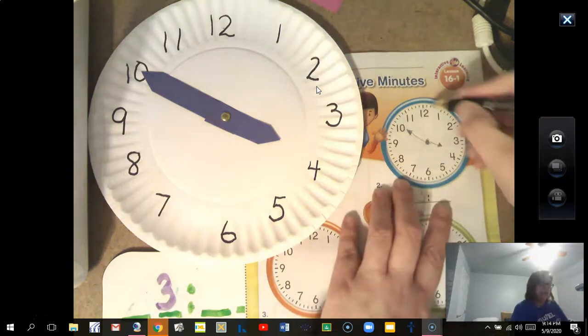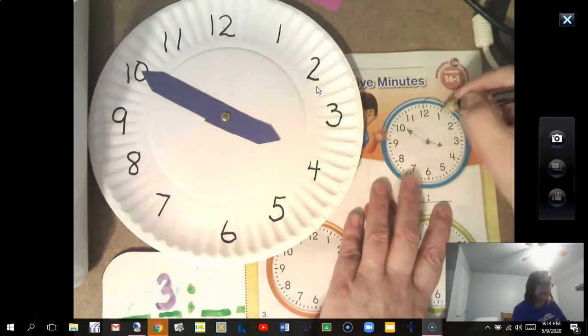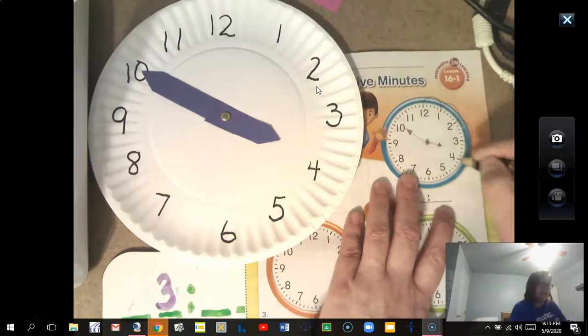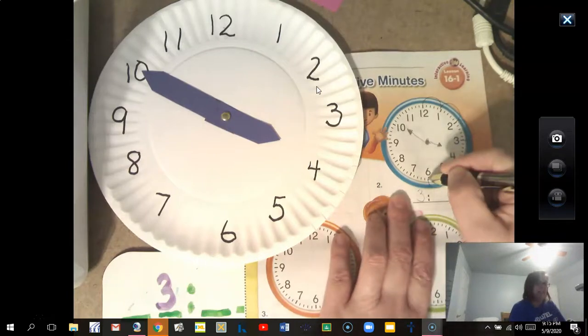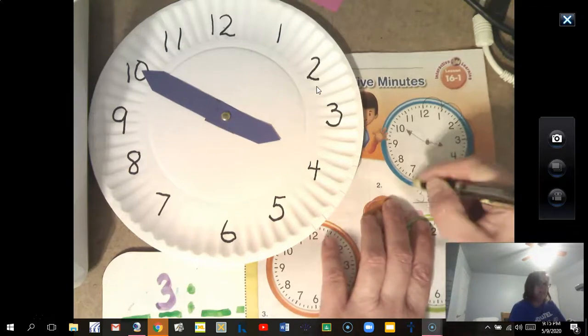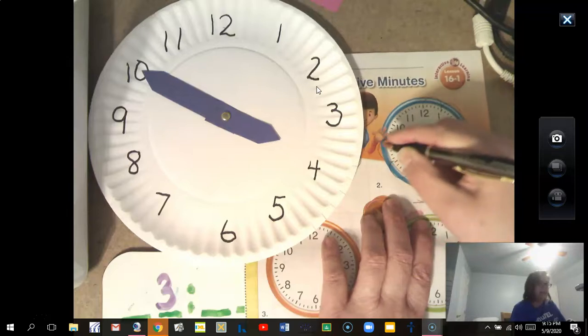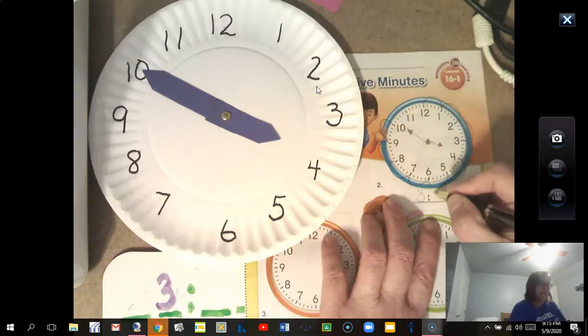All right, so I'm going to start here, and I'm going to do the hopping, and I'm going to count by 5s. 5, 10, 15, 20, 25, 30, 35, 40, 45, 50.